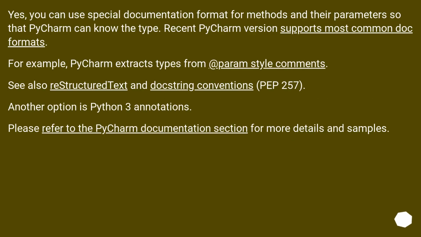Yes, you can use a special documentation format for methods and their parameters so that PyCharm can know the type. Recent PyCharm versions support most common doc formats. For example, PyCharm extracts types from @param style comments. See also reStructuredText and docstring conventions, PEP 257. Another option is Python 3 annotations. Please refer to the PyCharm documentation section for more details and samples.